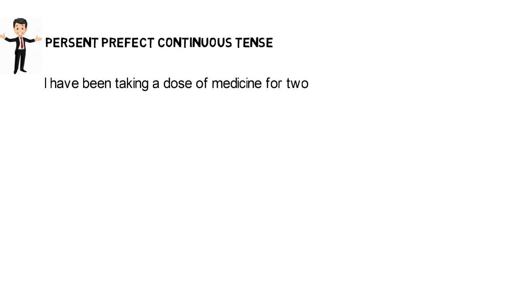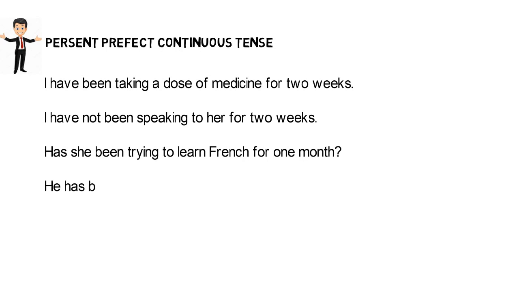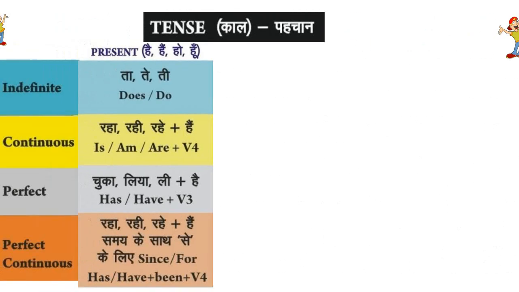And now we move on to the last tense, which is present perfect continuous tense. The examples are: I have been taking a dose of medicines for two weeks. I have not been speaking to her for two weeks. Has she been trying to learn French for one month? He has been discussing the interior design for two hours. Who has been working as an editor in this? So with this we complete our present tense.